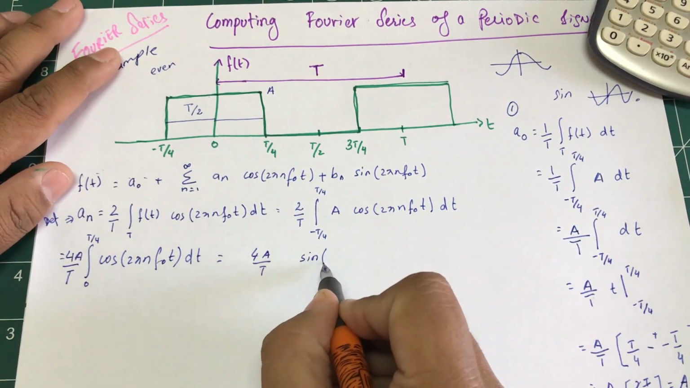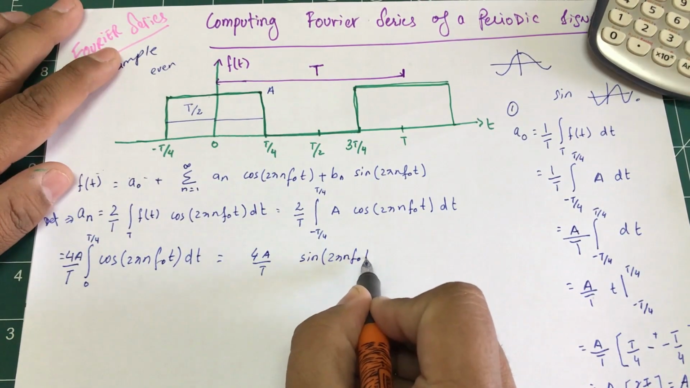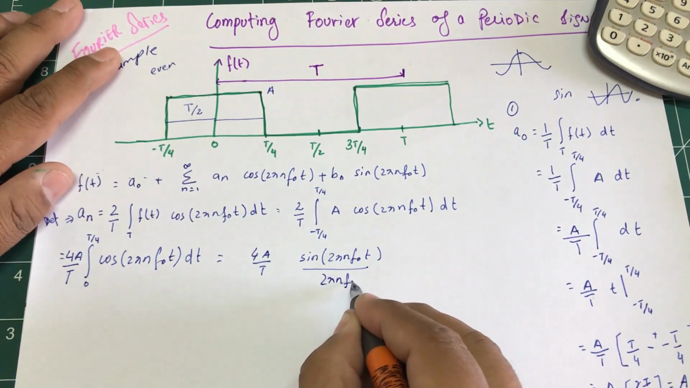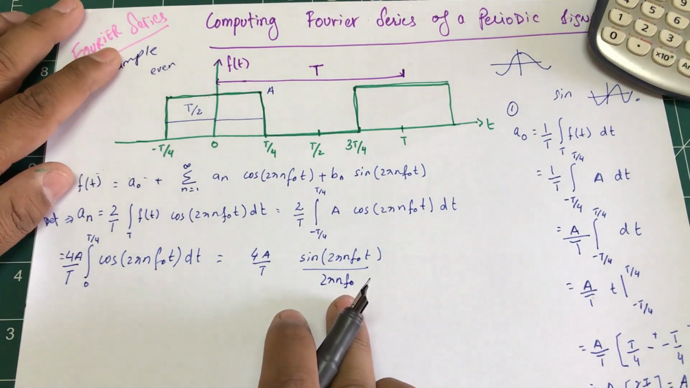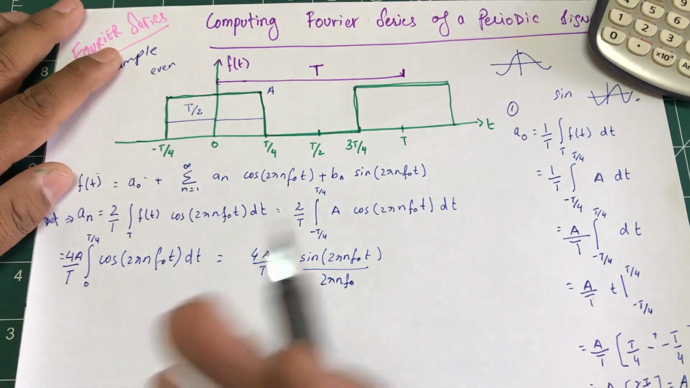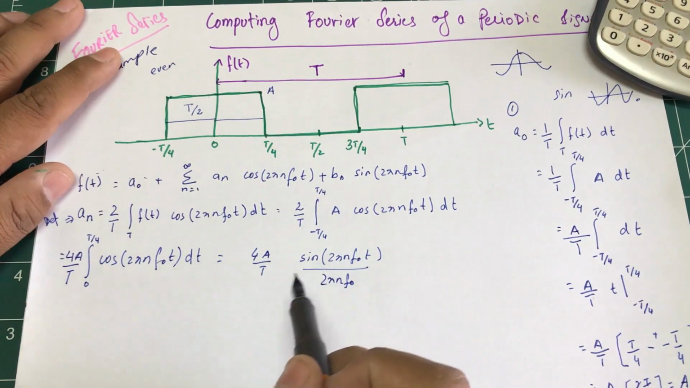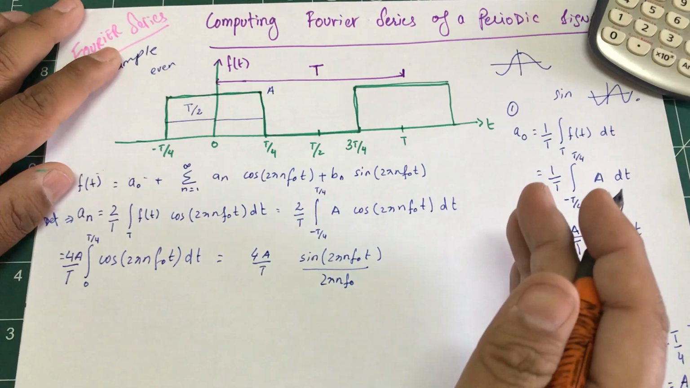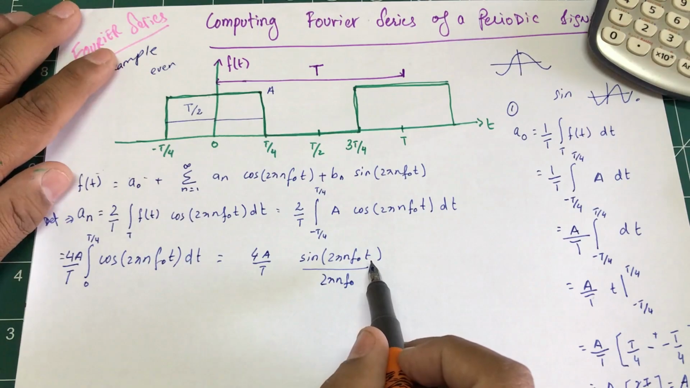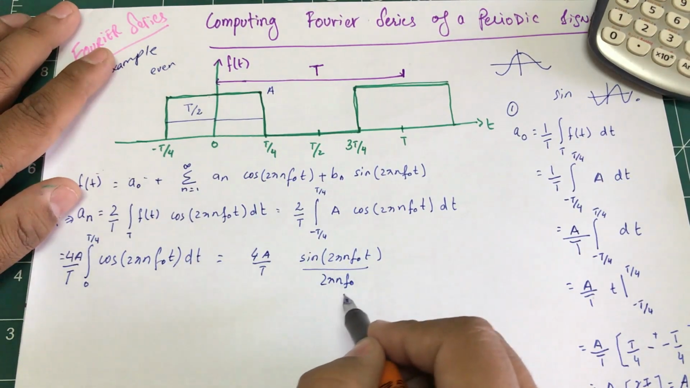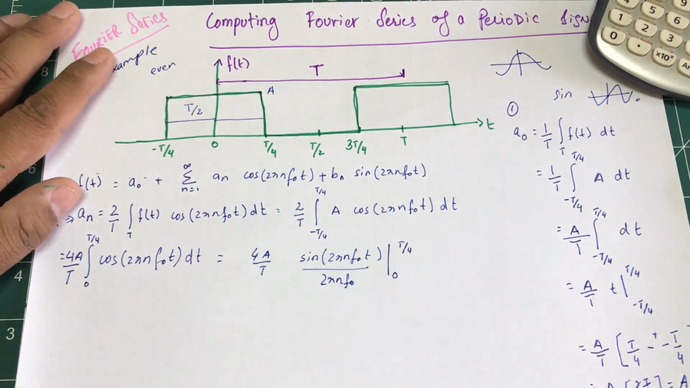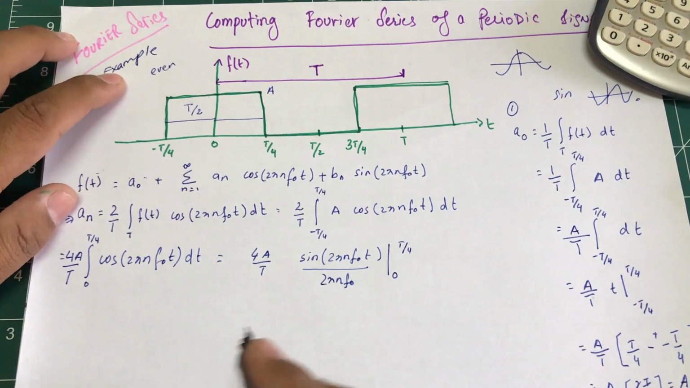It's going to be sine 2 pi n f0 t divided by that inside kernel, which is 2 pi n f0. This is going to be sine of this whole thing. It's not just sine of t; it has some inside kernel too. It's just like saying sine of a times x. So when I take the integration, it will be sine 2 pi n f0 t divided by 2 pi n f0. Now here I'm going to put my integration limits. I hope you're getting it.